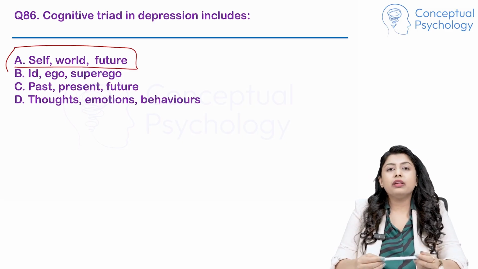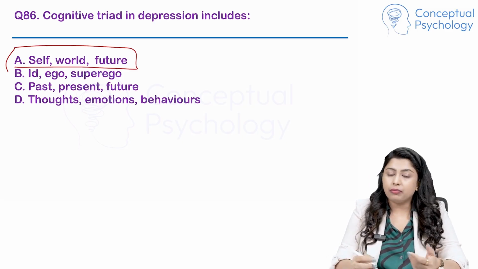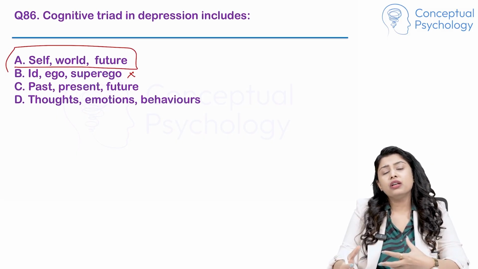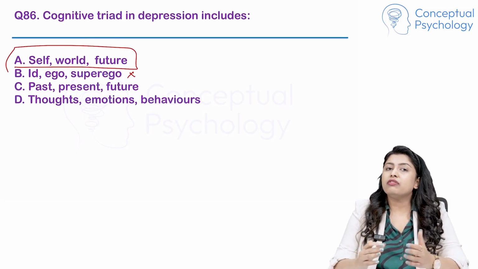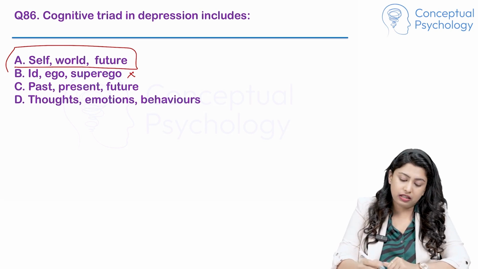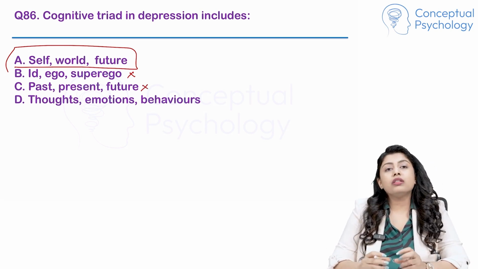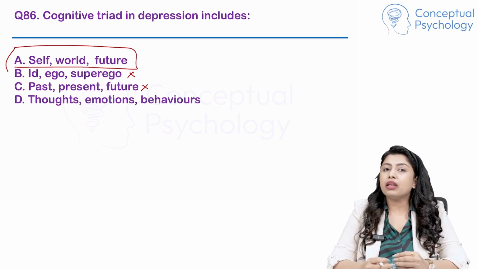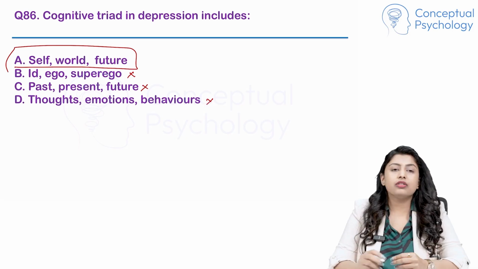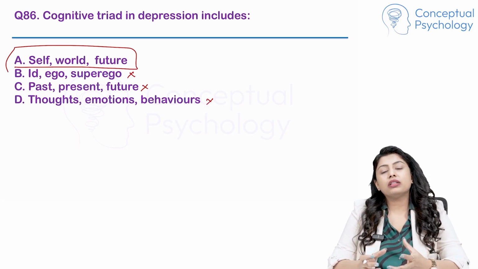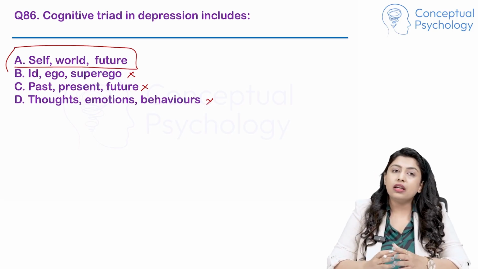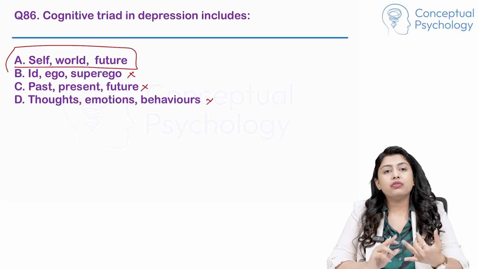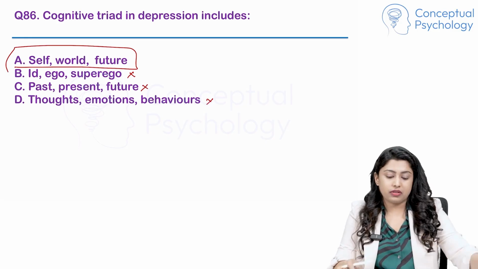Id, ego, and superego are Freud's structural components of personality. Past, present, and future, no; the triad focuses on the self, world, and future specifically. Thoughts, emotions, and behaviors are components of the cognitive behavioral model but not the triad. So, Beck's cognitive triad identifies three areas of negative thinking that characterize depression: self, world, and future perspectives.